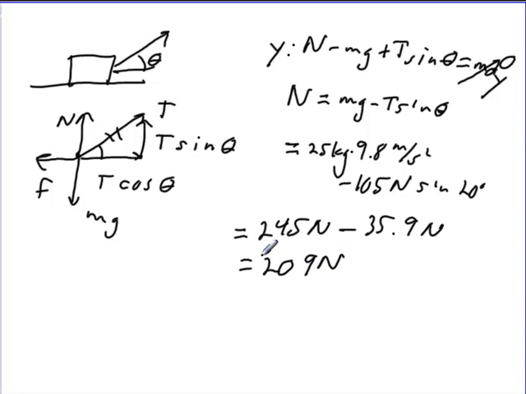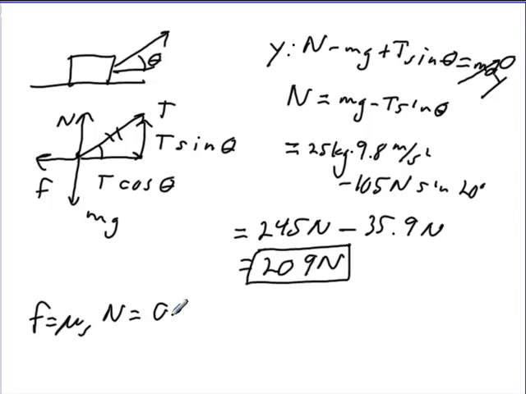newtons. So my normal force is less this time. It's only 209 newtons. Well then, let's see what that tells me about my frictional force. My frictional force, then, is μs times the normal force, or in other words, 0.45 times 209 newtons.